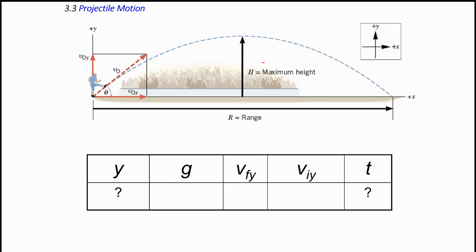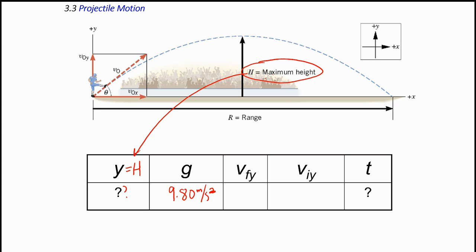Since I'm dealing with a maximum height, really this is a fancy way of saying I'm trying to find y. So this is what I'm after. Do I know what g is? You bet. I know that g is 9.8 meters per second squared. Notice I am not putting the negative on there because all of our equations just have 9.8. Do I know the VFY?